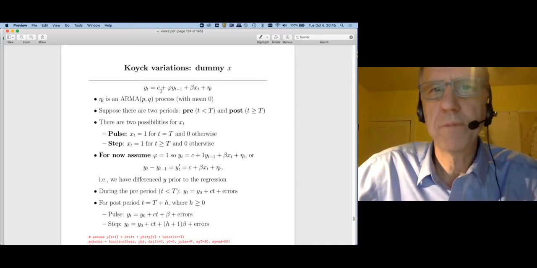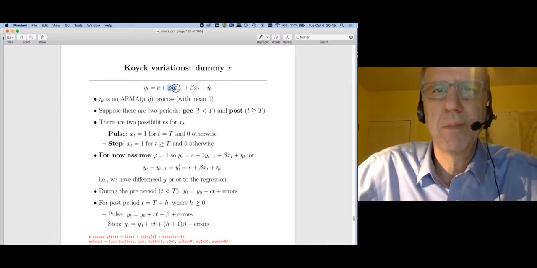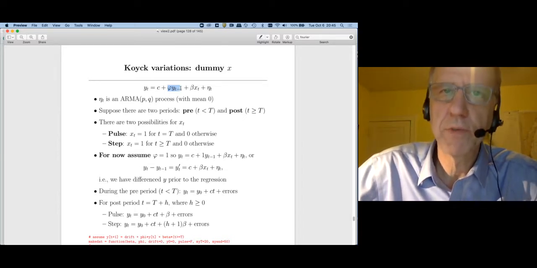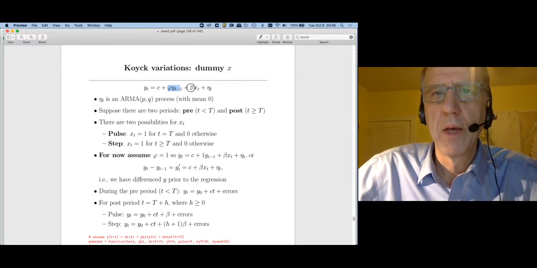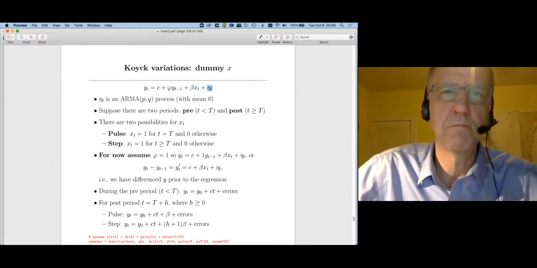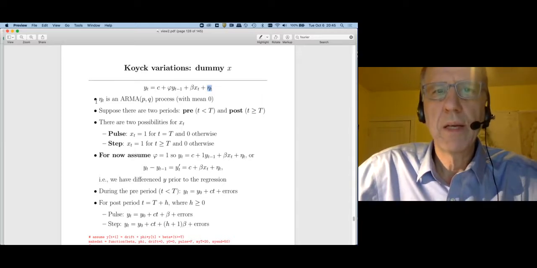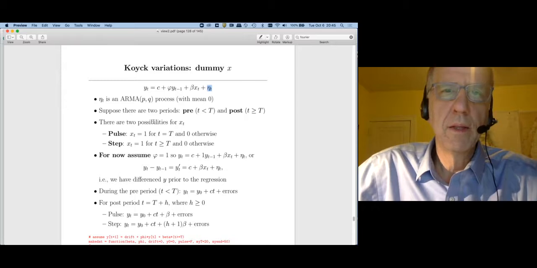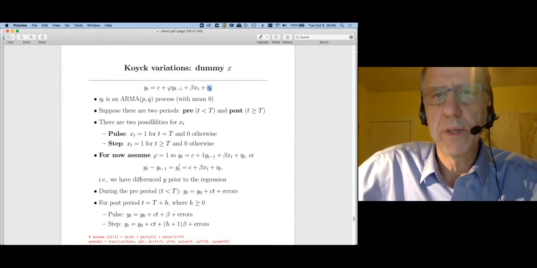My y is just some intercept plus an autoregressive term in y. It's not in terms of eta, it's in terms of y. There's some x effect, and then I've got some errors, which we'll call eta. Eta we're going to assume is an ARMA process, and what's really important is that it has mean zero. Let's say that there are two periods.